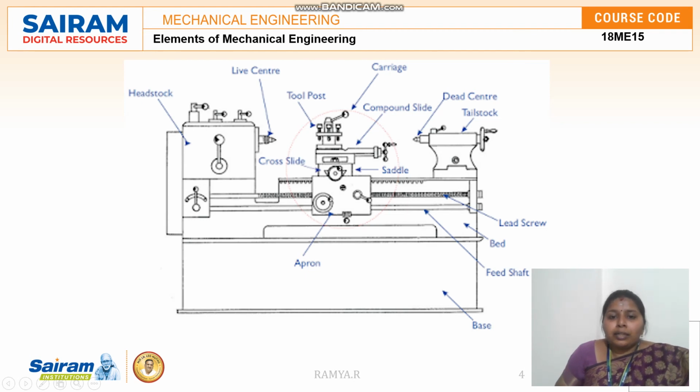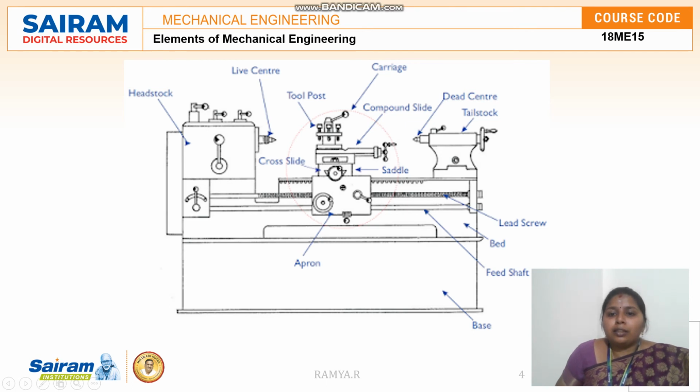Above that is the saddle which supports the cross slide. The cross slide consists of the compound slide which consists of the tool post. The initial purpose of this carriage is to hold the tool and also to move the tool forward, either in the side position or in the front position. So to adjust the tool according to the position of the workpiece, the carriage is used.